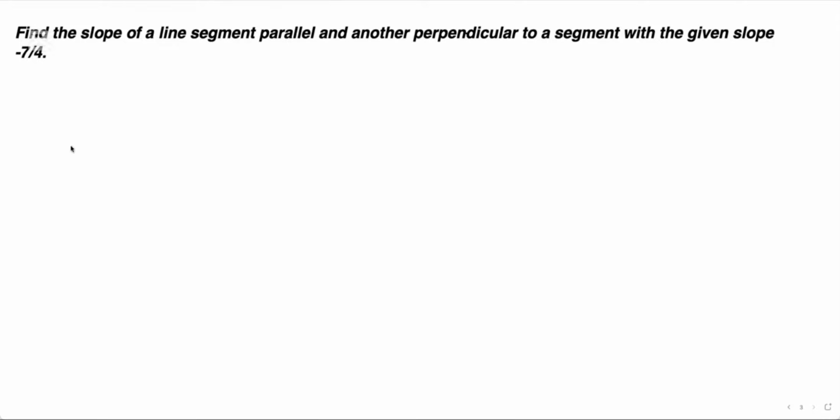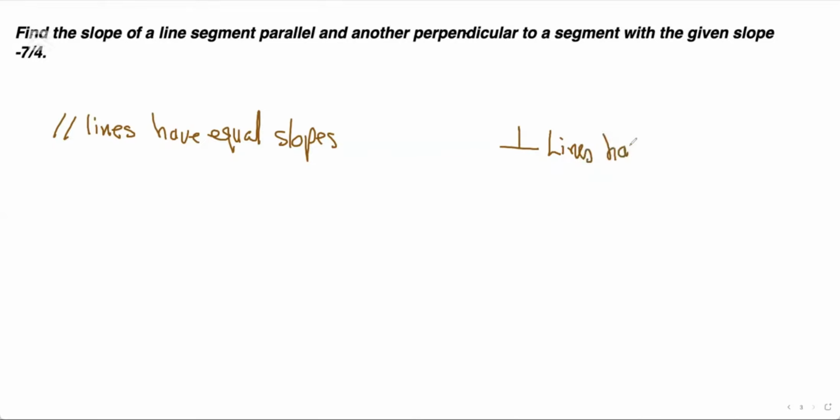Okay. So 2 things we must know here. We must know that parallel lines have equal slopes. So this one is easy. But perpendicular lines, and this indicates perpendicular lines, have negative reciprocal slopes.